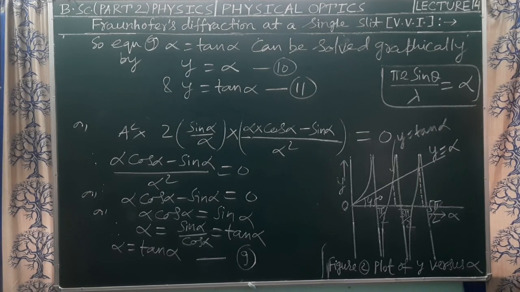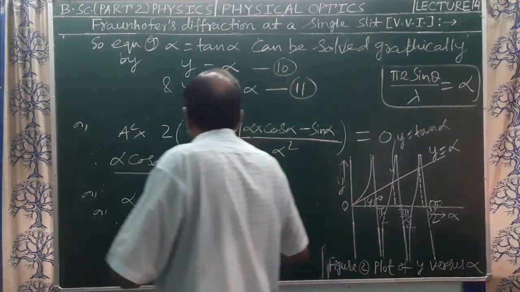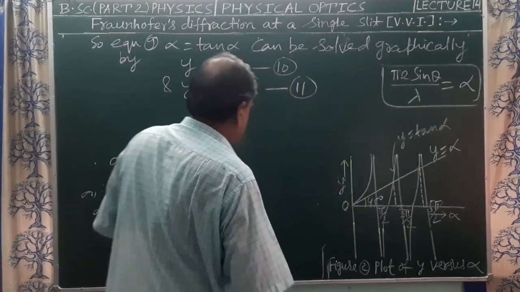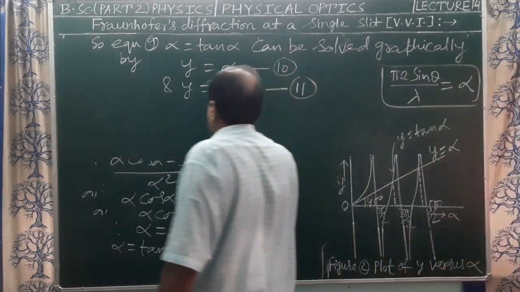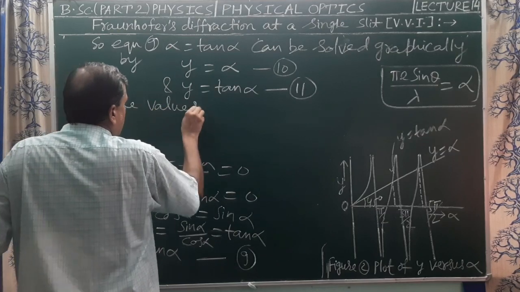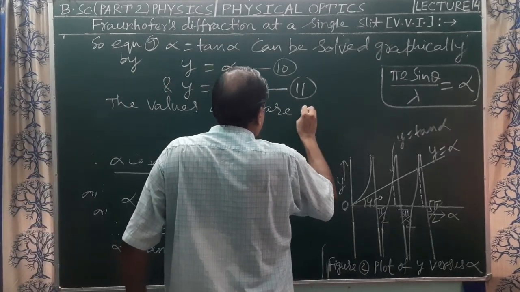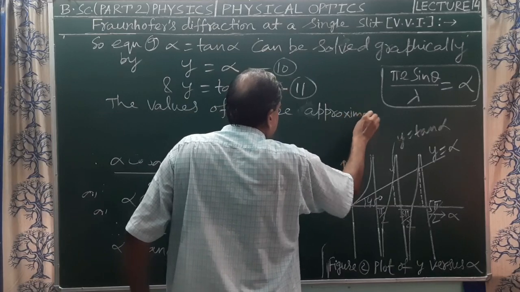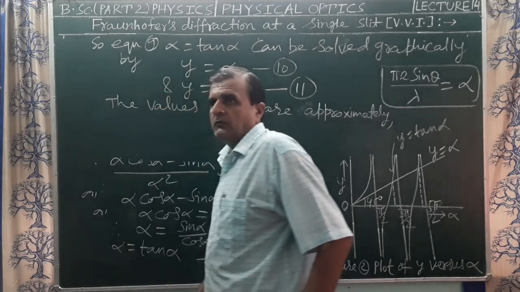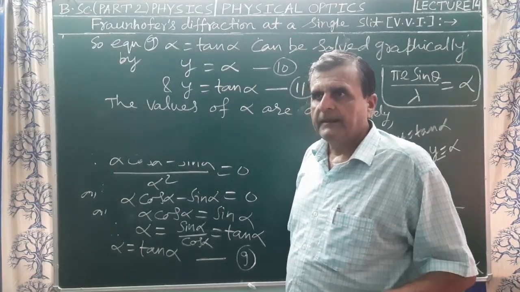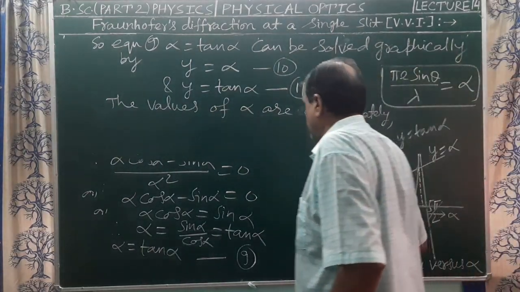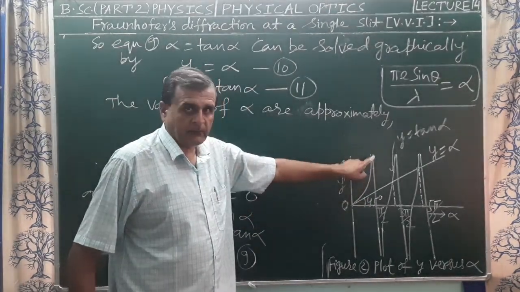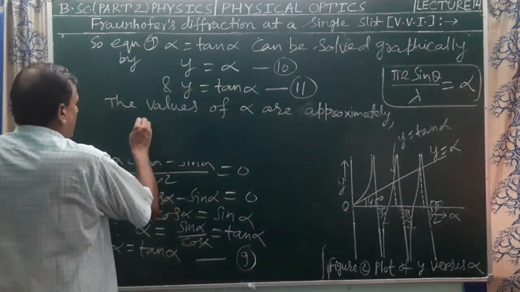So these values of alpha are found to be approximately as follows. The first value is alpha is equal to 0, that is at the origin, where both curves, one a straight line and the second y is equal to tan alpha, intersect at the origin also. So alpha is equal to 0.